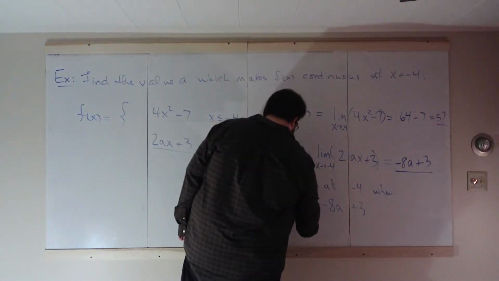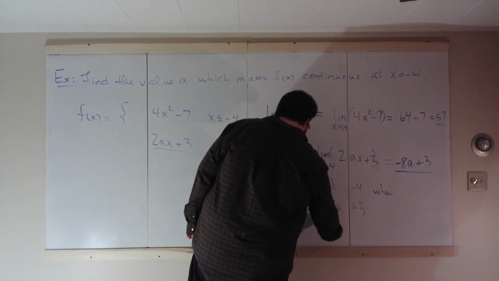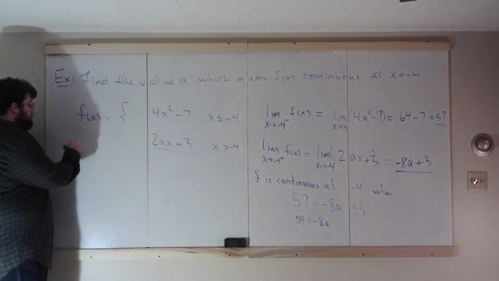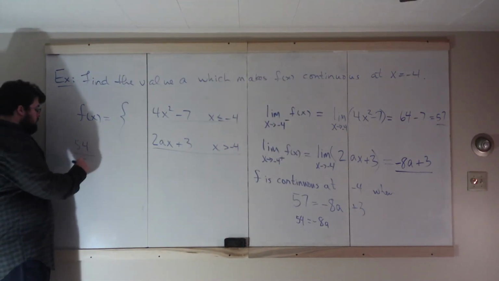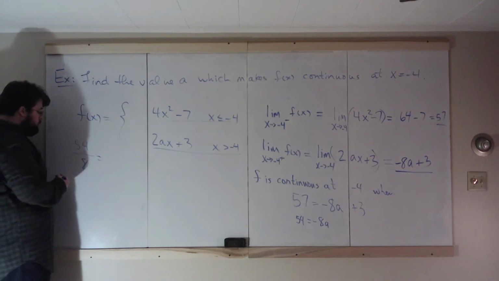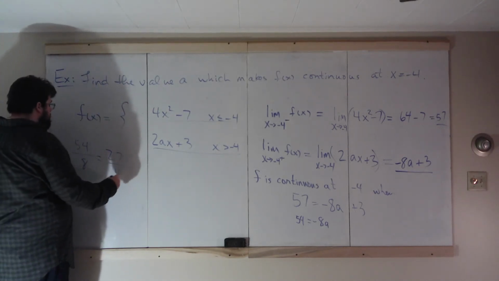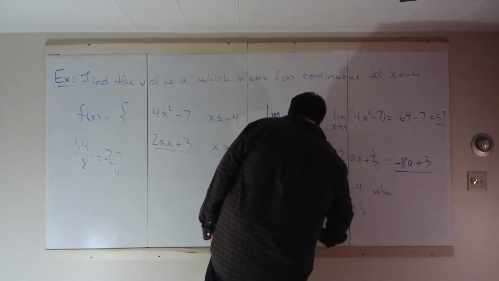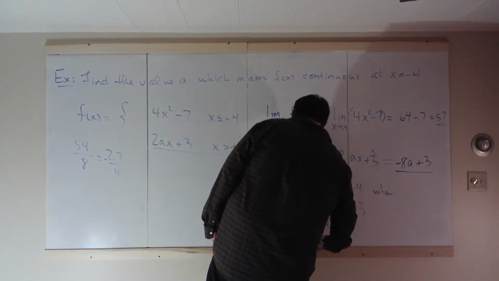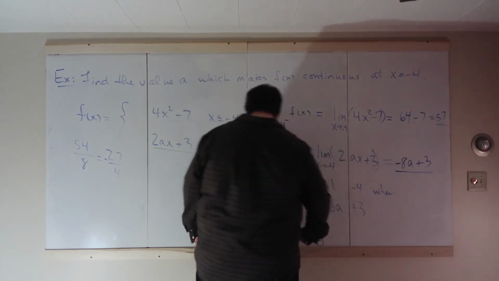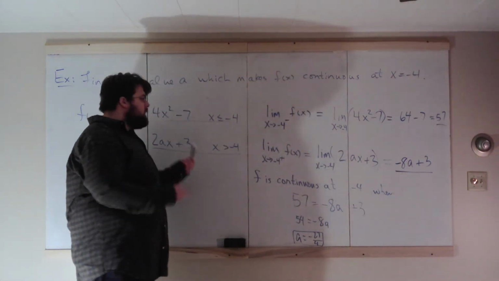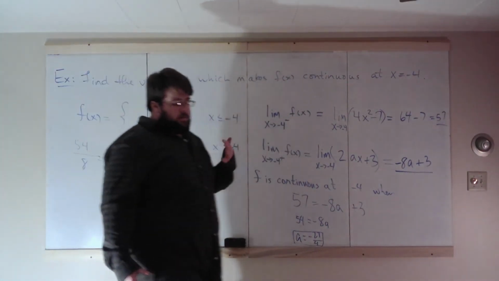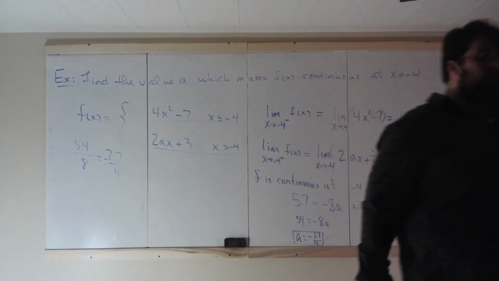Subtract 3, you get 54 equals negative 8a. Divide by negative 8. You get 54 over negative 8, which reduces to what? Do you get rid of a 2 from everything? So negative 27 fourths. So a equals negative 27 fourths. That's a 4 in that denominator. So this type of example will show up. It's a good example for understanding the actual definition of continuous.